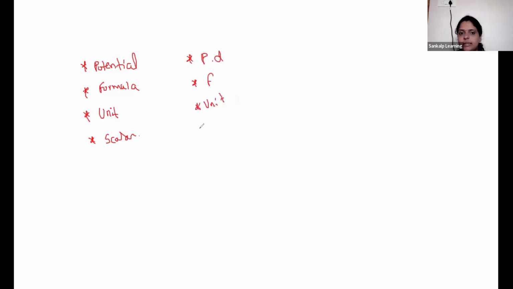So first we studied potential. What do you mean by the electric potential? What is the formula for the electric potential? Third point, what is the unit of the electric potential? Whether it is a scalar quantity or a vector quantity. Then next we have studied the potential difference, the formula for the potential difference, the unit for the potential difference, and whether it is a scalar or a vector quantity. Just tell me, is there any doubt up to this?